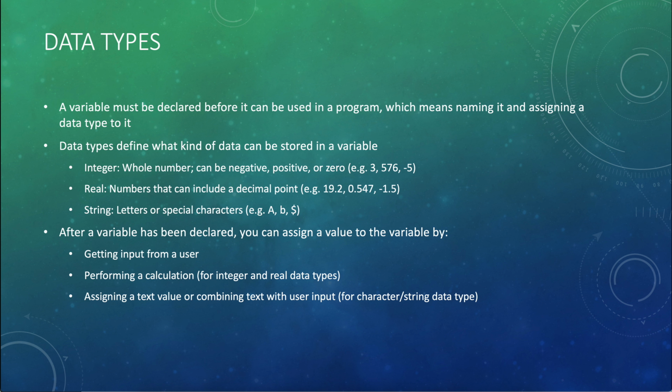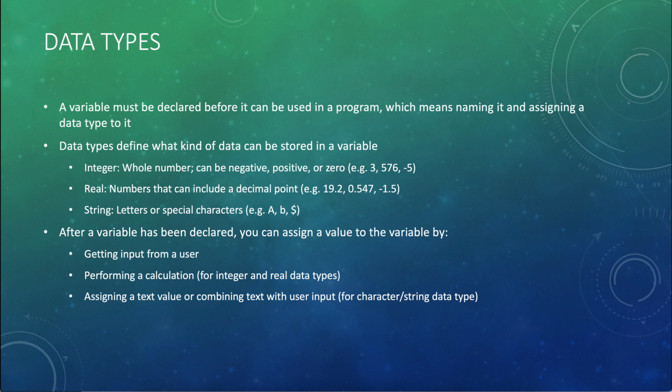The other part to assigning variables is data types. A key thing that you'll find later on is that you have to declare a variable before you can actually use it, which means that you are naming it and assigning a data type to it. So basically, it's a step in the program where you are telling the program, this variable exists and I want to name it this, and it should have this data type.